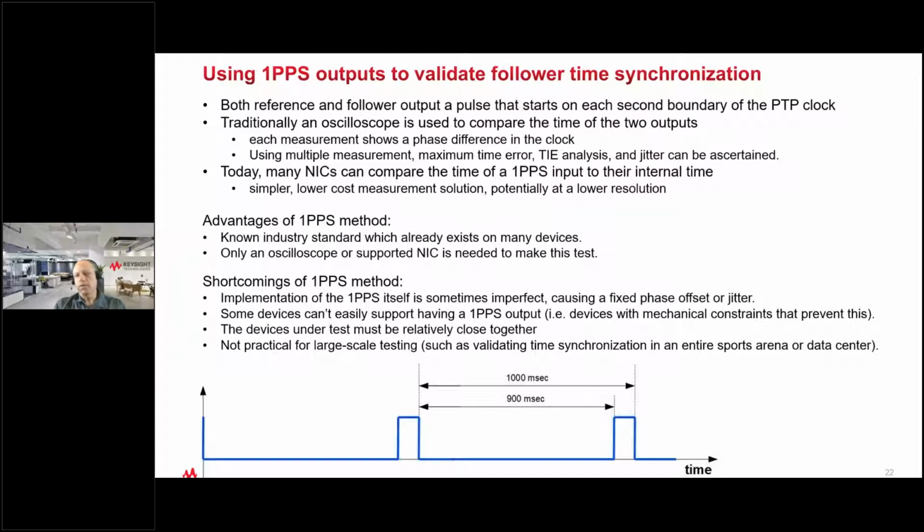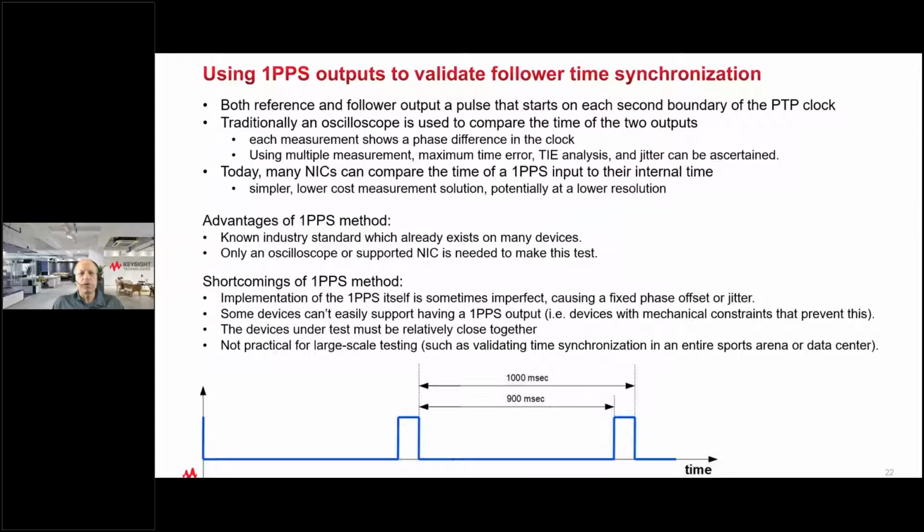You'd then take into account the length of the wire between the 1 PPS output and 1 PPS input, and after compensating for that, you can now measure the difference in time. This is a fairly low-cost way of measuring it. The advantage of this is that it's been used for many years, a known industry standard. You only need a supported NIC or an oscilloscope to do this, and of course, Keysight sells the oscilloscopes, but I prefer the NIC approach because they're easy to get and they're available.